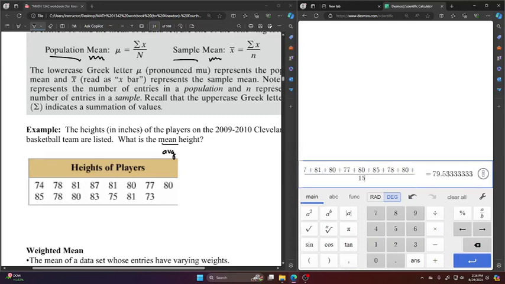So you add them all up, and you divide by the 15, and I got 79.5333 as my average height. I'm going to ask you, does that make sense? Does this look like it would be the average height? Okay. If it looks about right, then it's probably fine.